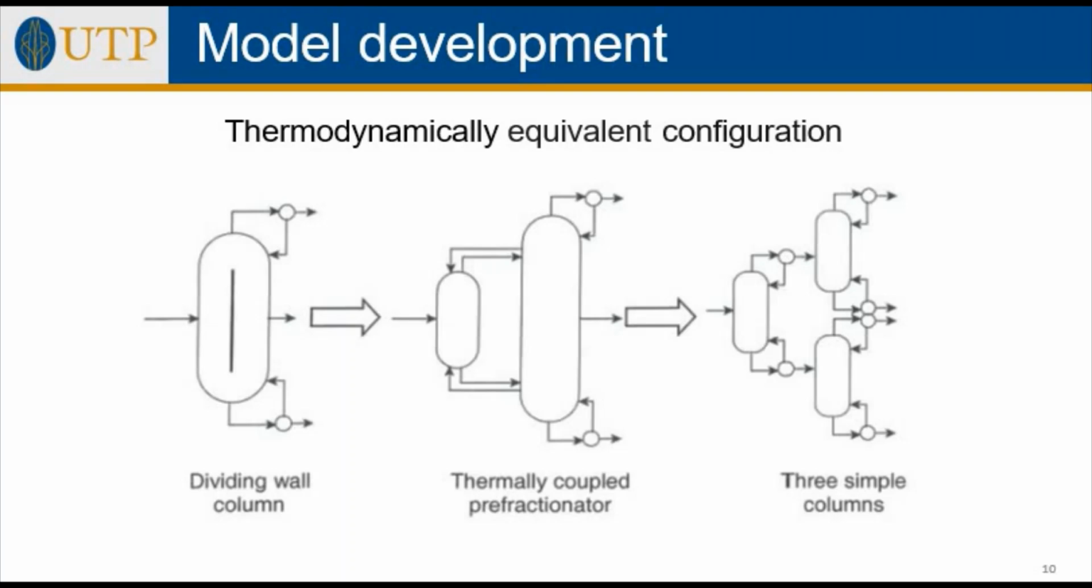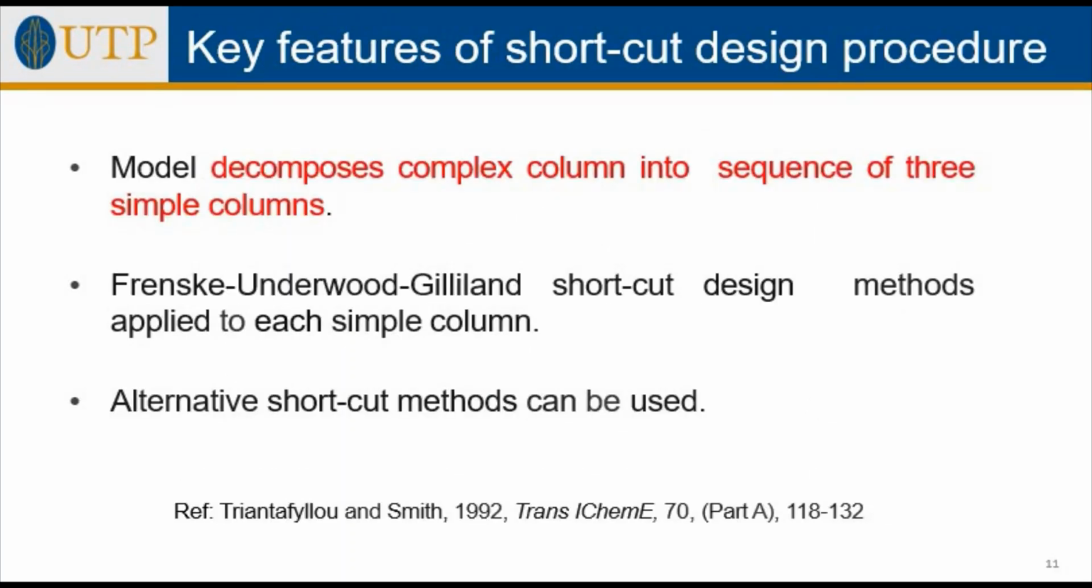As you have learned in the previous lecture, for the model development, you have to decompose the column. For example, you have the dividing wall column over here. It will be decomposed to a thermally coupled prefractionator and finally, three simple columns. And then these columns are thermodynamically equivalent. This slide shows the key features of the shortcut design procedure. First, the model decomposes the complex column into a sequence of three simple columns like what you have seen in the previous slides. And then the Fenske-Underwood-Gilliland shortcut design method will be applied to each simple column. And then alternative shortcut methods can be used.